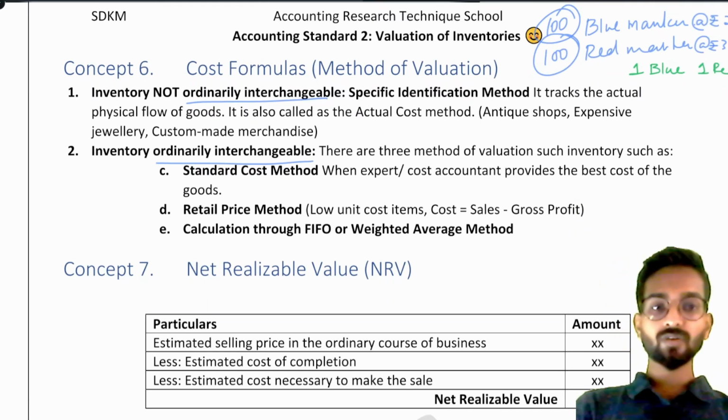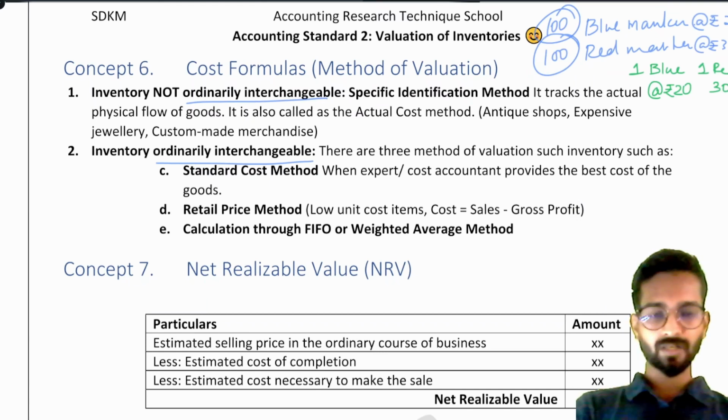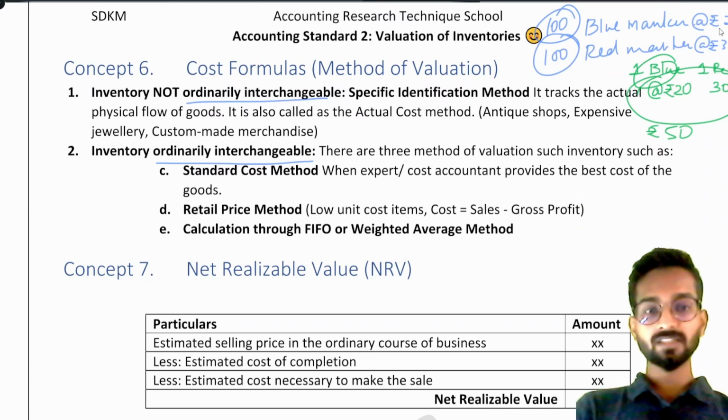If I ask you what value of closing stock should I write, you will say, sir, very simple. The blue marker was costing 20 rupees, so you write one blue marker at rupees 20 and red marker at rupees 30. Very easy, very simple. It means the total value of the closing stock will be rupees 50. Why could you write the values? Because you could identify them very easily. Blue marker purchased at 20, so 20, red at 30, so 30. This is called a specific identification method.